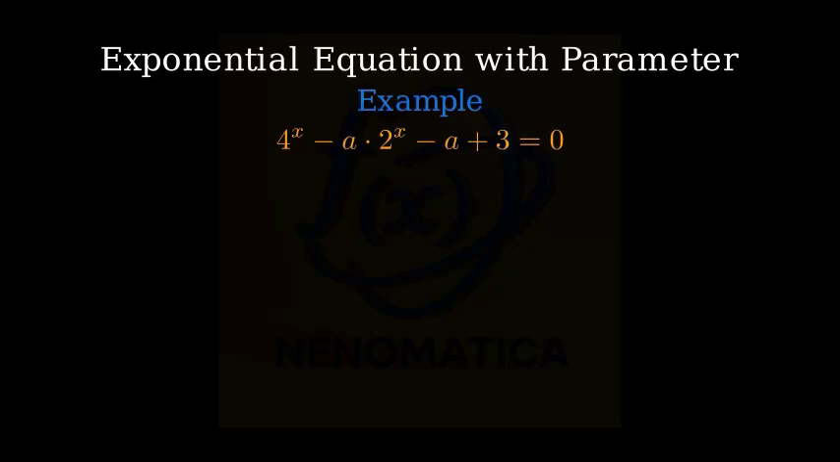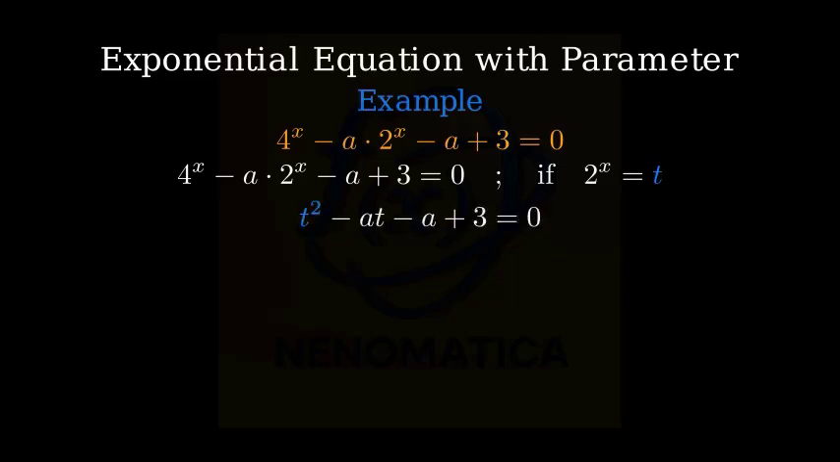equation. We'll use t equals 2 to the power of x. Now, we need to replace 4 to the power of x in terms of t as well. Since 4 to the power of x equals 2 to the power of 2x, and 2 to the power of x equals t, 4 to the power of x equals t squared. So our equation becomes t squared minus a times t minus a plus 3 equals 0. This is a quadratic equation in terms of t.